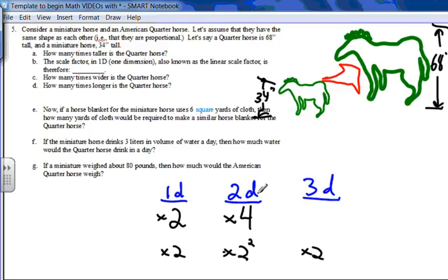And when you cube that, everything in 3 dimensions, like the space it fills, the mass, or how much it weighs, the volume of the contents of its stomach, will be 8 times greater. Alright, so let's attempt these questions A through D.